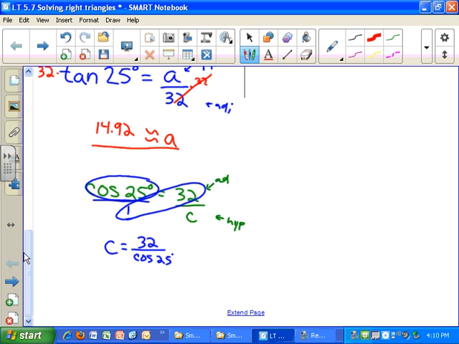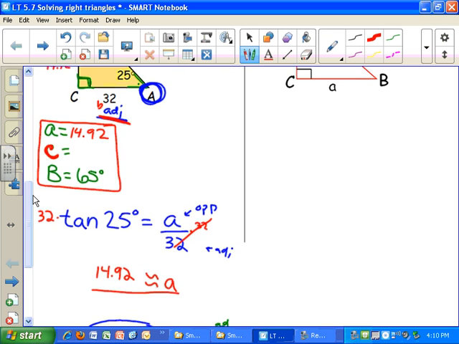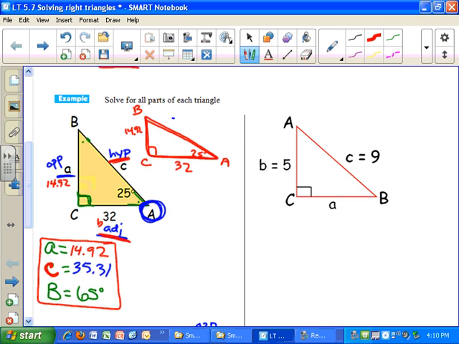And if you plug that in, I believe that C is about 35.31 centimeters. Or units, I guess. It didn't specifically tell us it was centimeters, but 35.31. I would also check that in the drawing. Seems reasonable. The hypotenuse should be the longest side, and it is.